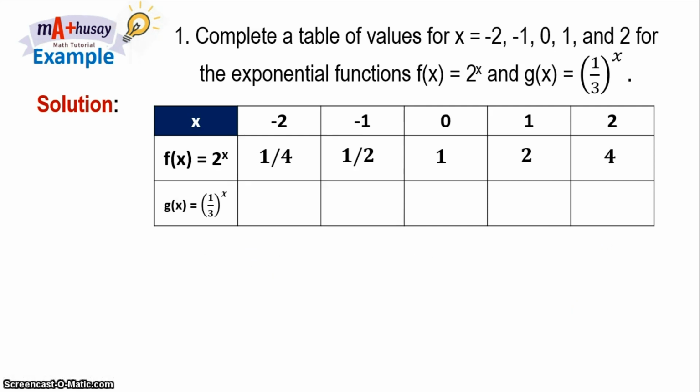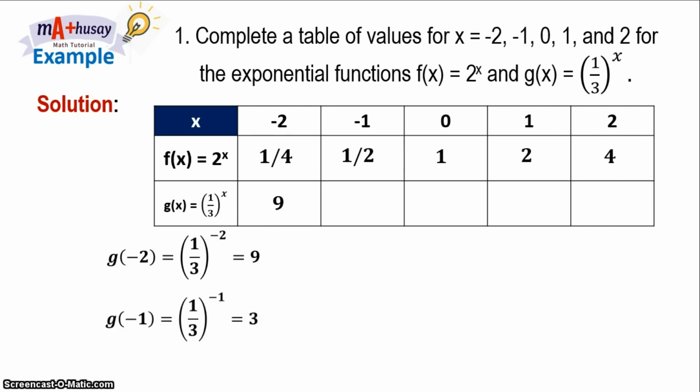This time, let's evaluate the function g of x equals 1/3 raised to x. Kapag ang x natin ay equal to negative 2, so we have 1/3 raised to negative 2. So, dahil yung ating base ay 1/3, so we get the reciprocal of that will be 3. So, magiging positive na yung exponent. So, 3 squared is 9. Now, if x is equal to negative 1, the g of negative 1 is positive 3.